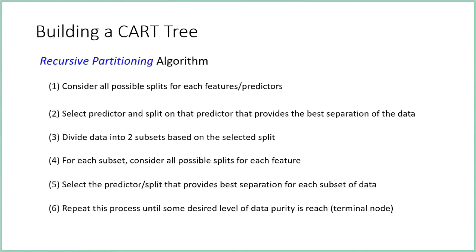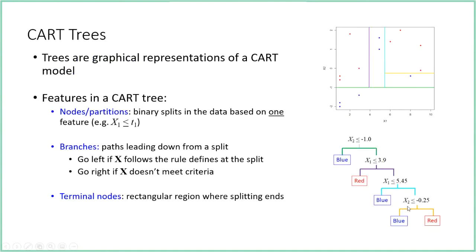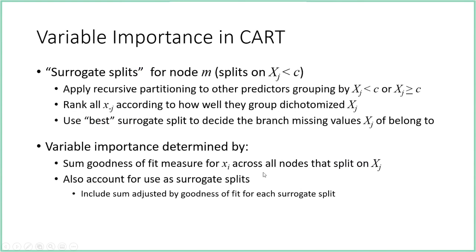So just real quick to go back. So like this tree split twice on x2, twice on x1. So it would consider those 2 splits in terms of summing this goodness of fit measure. The reason I mentioned the surrogate splits is that it's also going to account for the surrogate splits in that sum. So it's going to include this sum adjusted by the goodness of fit measure for each surrogate split. So even if a predictor isn't included in a CART model, it still gives back a variable importance measure.